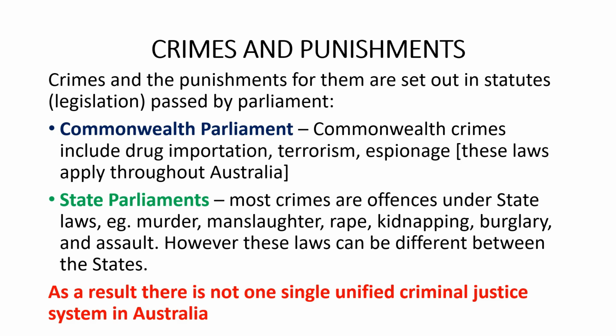However, most crimes that you'll be familiar with are contained in laws that are passed by the state parliaments. These include murder, manslaughter, rape, kidnapping, burglary, and assault. Because each state parliament is able to make its own laws about what are crimes in their state, there may be different crimes in different states. While the most serious crimes are common across the states, there are a range of more minor crimes that differ from state to state. In addition, each state has its own police force and its own court system. As a result, there is not one single unified criminal justice system in Australia.